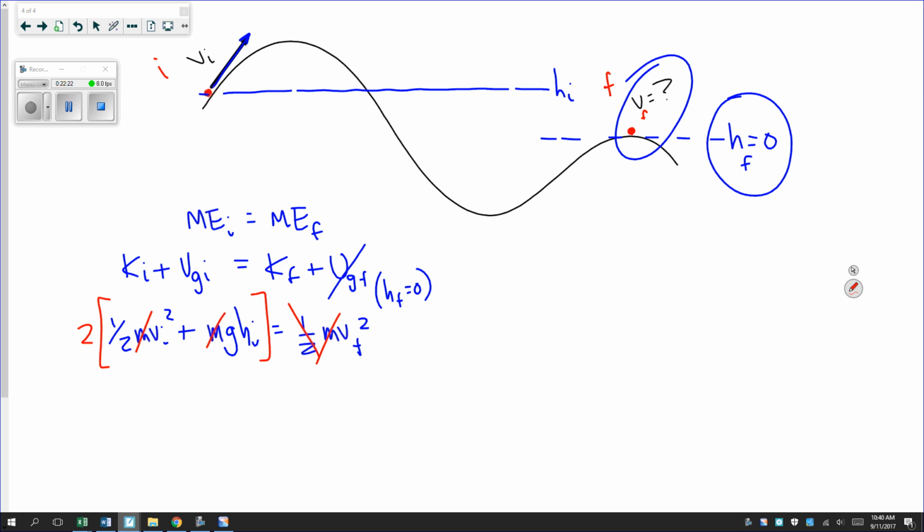And if I distribute that 2 through here, I get 2 times 1/2, so I just get v initial squared. And then I get 2 times g h initial. That would be v f squared. So there's v f for this situation.